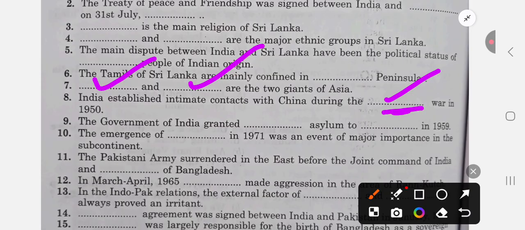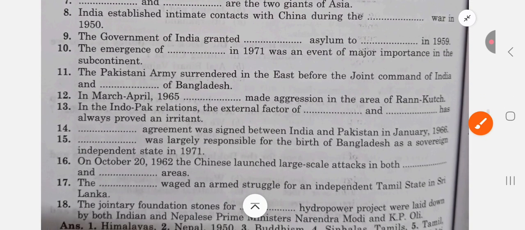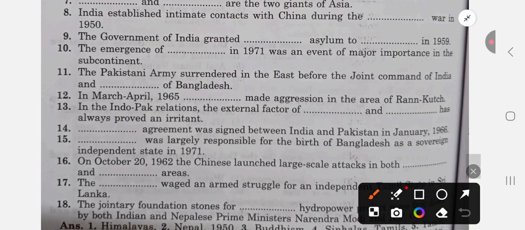The government of India granted dash to in 1959. It granted political asylum basically to the Dalai Lama in 1959 after they annexed Tibet. The emergence of dash in 1970 was an event of major importance in the subcontinent. The emergence of Bangladesh, here, because it was formed in 1971.